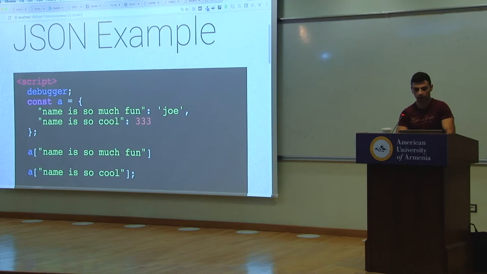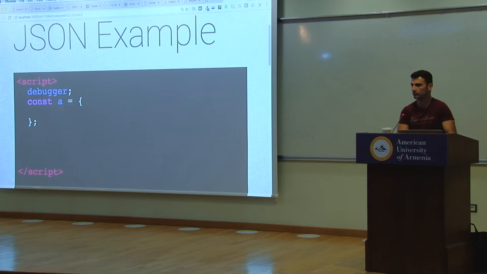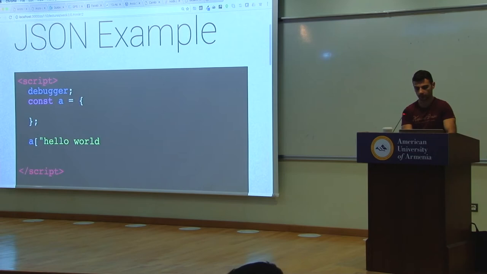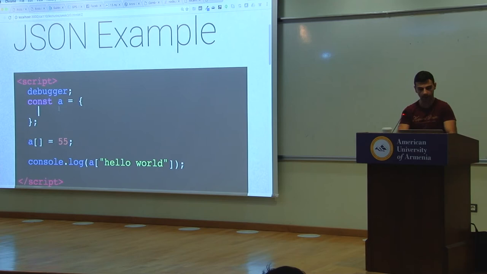So tell me this. I want to have the key be hello world, and I want the value to be 3. What do I do? Okay, but I could also do that, right? And then I can print it later. Console.log that. So this will now print 55. I could also have done this. I could just take this and make it as the initial value.